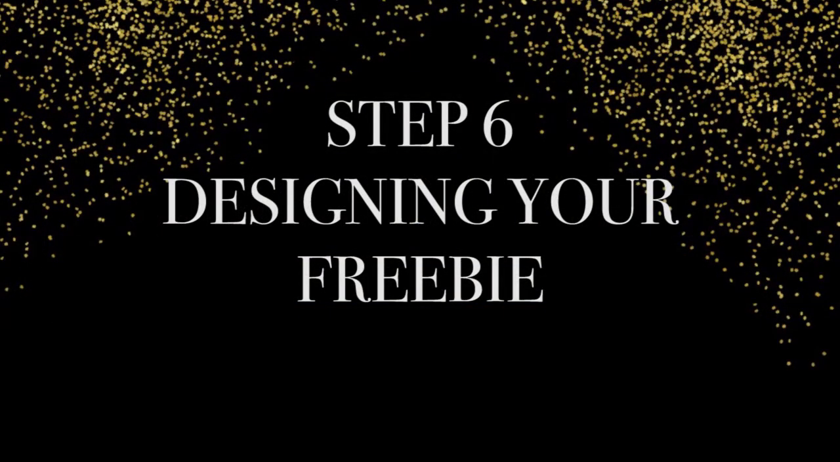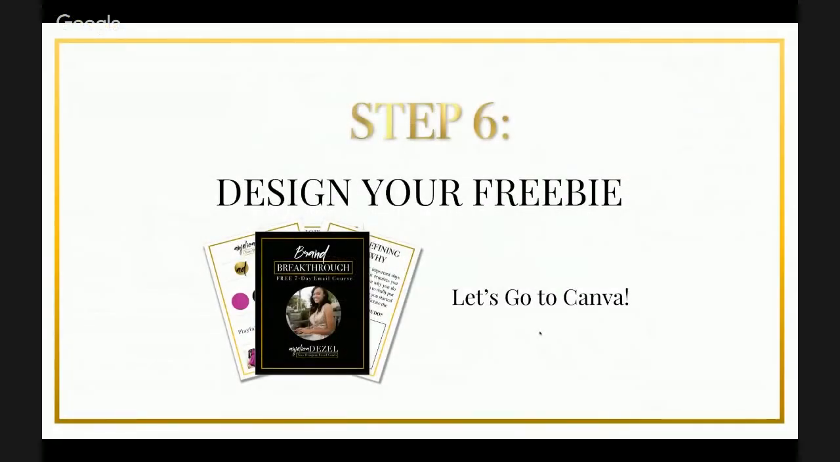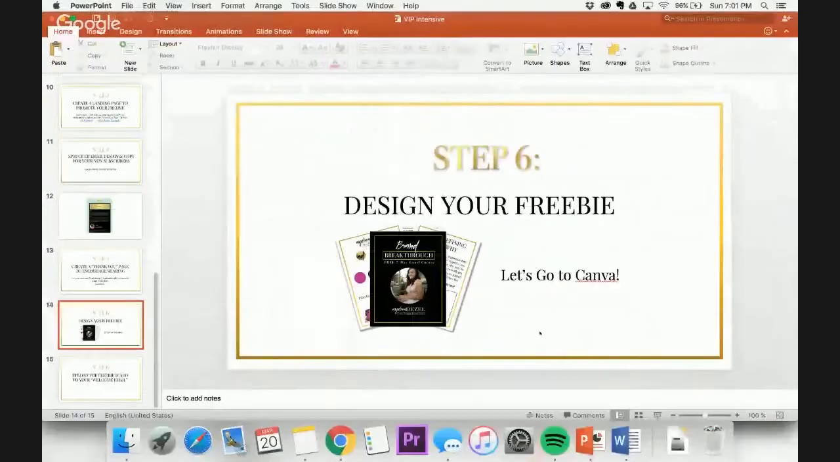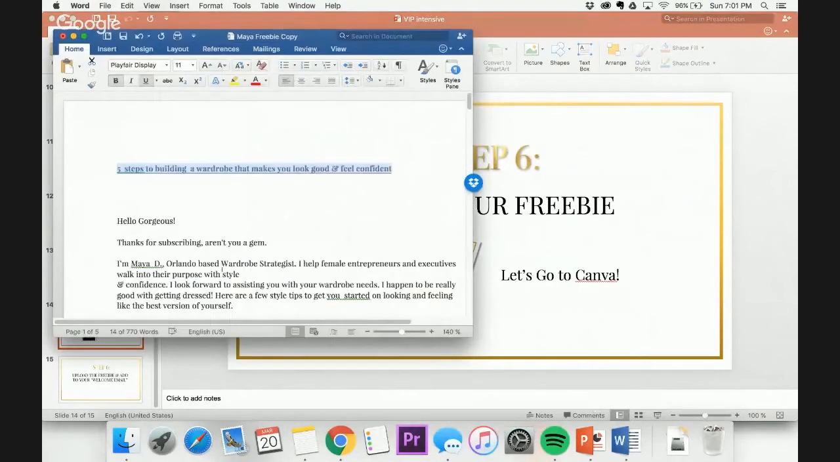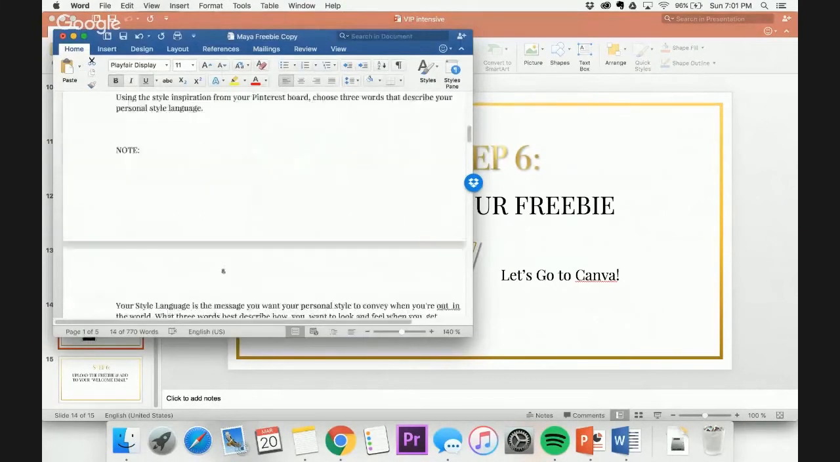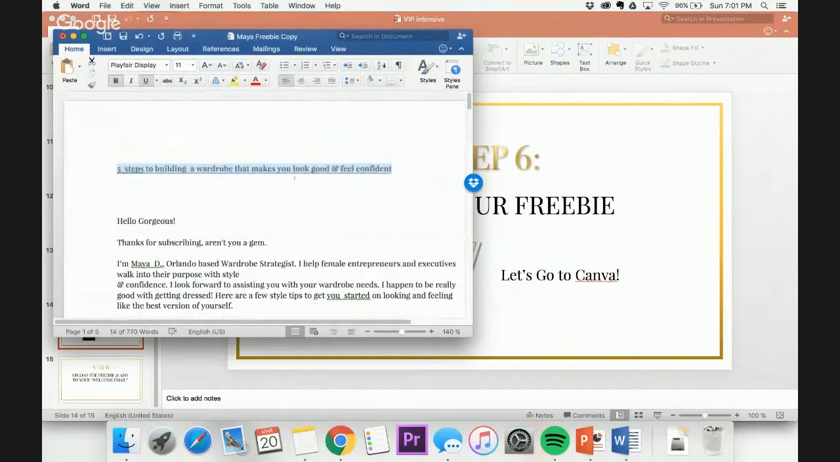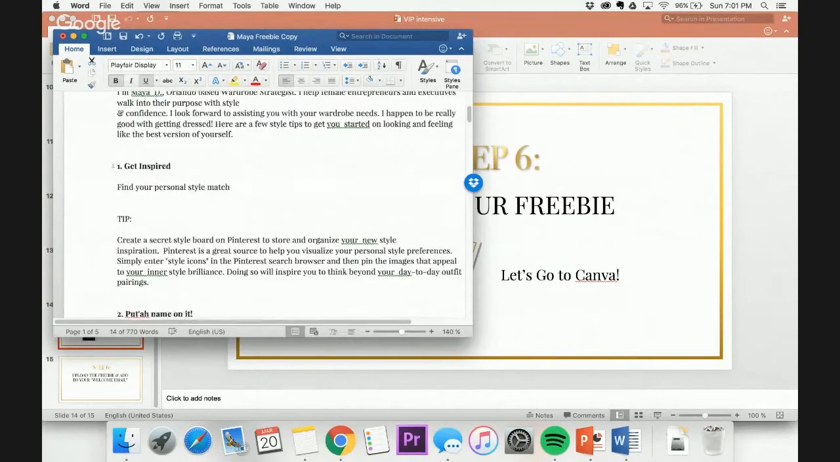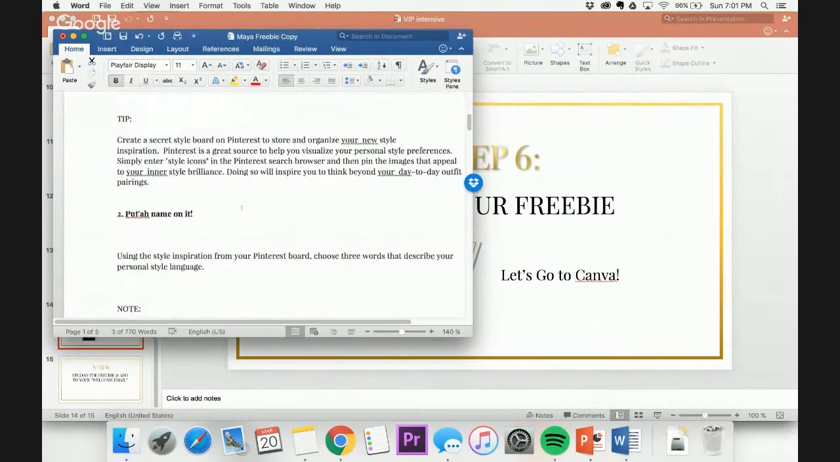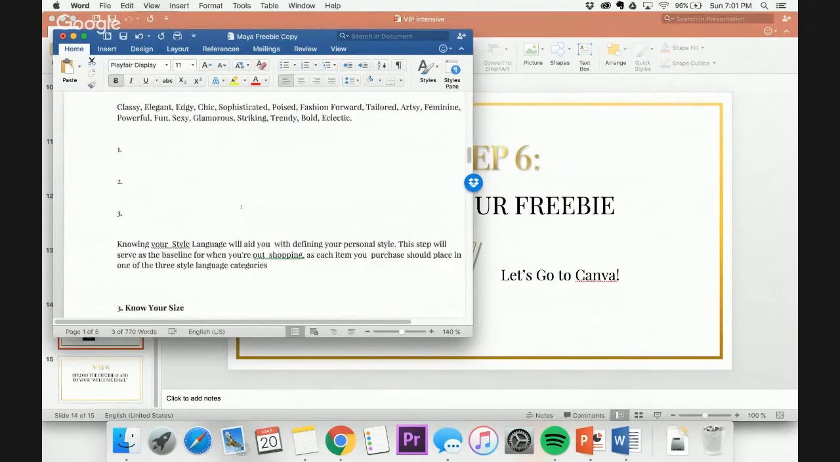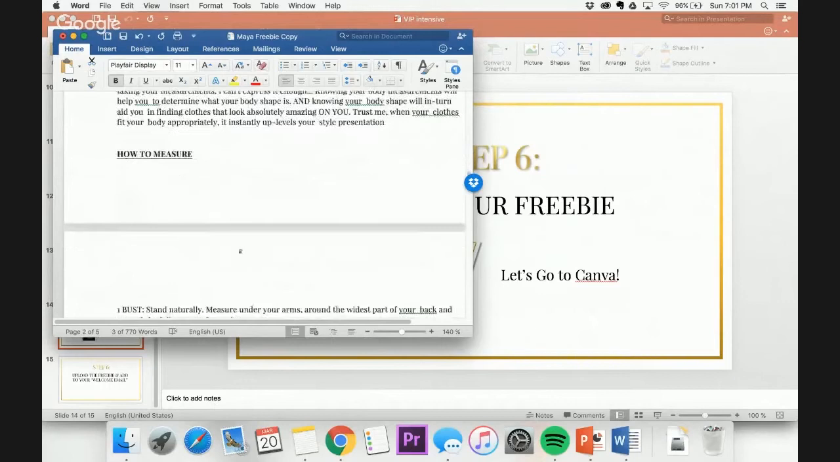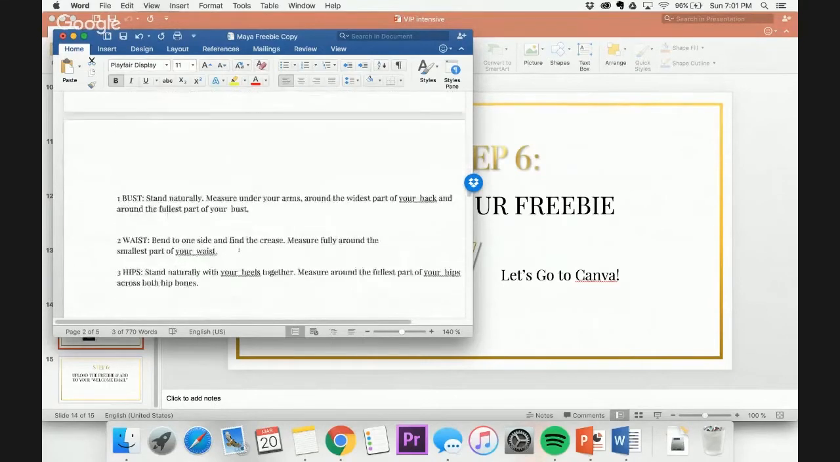Design your freebie. All right, so now we're getting into Canva to design your freebie. And as I said in the emails, you want to have the content of your freebie prepared in some type of Word document. So in this example here, this is her entire freebie in a Word document. It's 5 steps to building a wardrobe that makes you look good and feel confident. So each step is in bold. Get inspired, put a name on it, all the way down, know your size, and on and on.